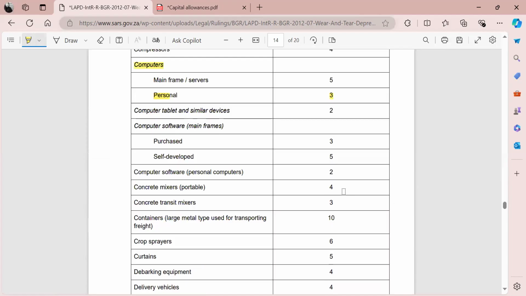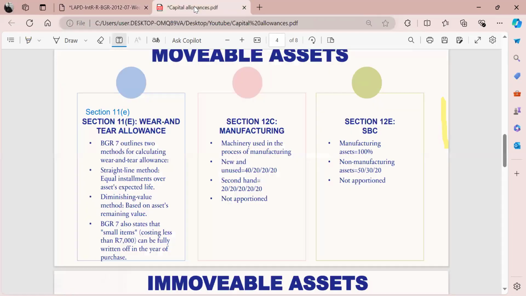So when the question tells you that the useful life of an asset is 3 years or 5 years or whatever, that information will be coming from this document called the binding general ruling, right? So it's important to note that wear and tear is the only capital allowance which we are going to apportion. Otherwise, none of the other capital allowances covered in this lesson are apportioned, okay?